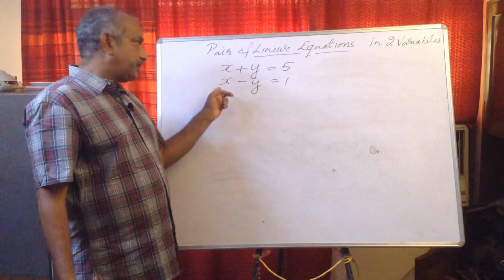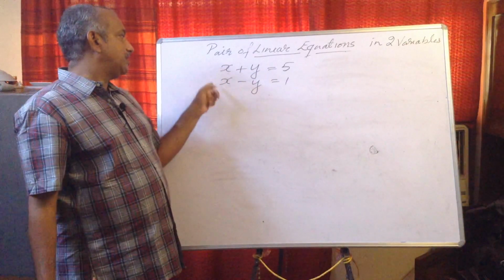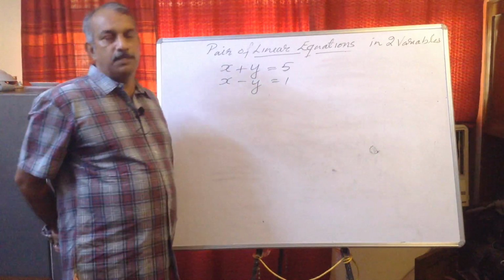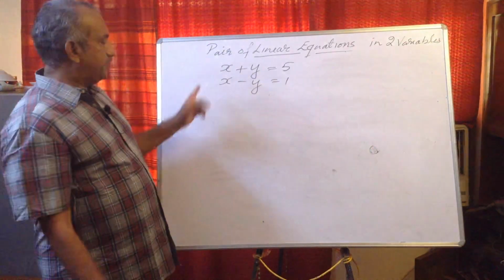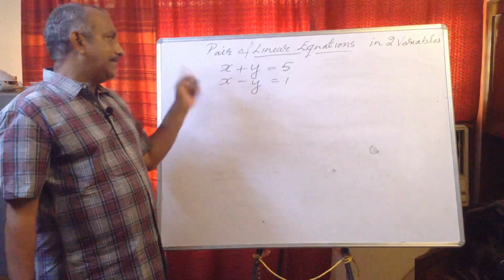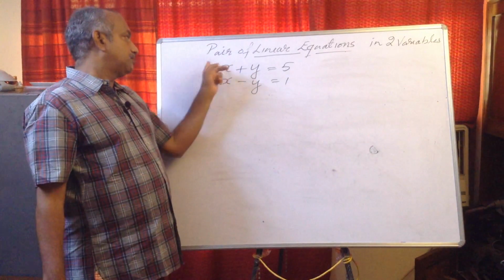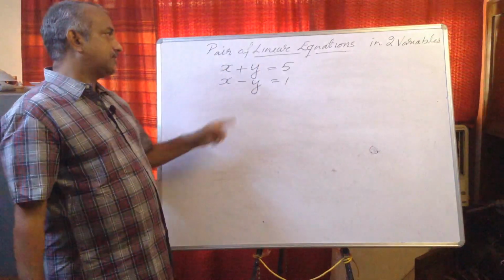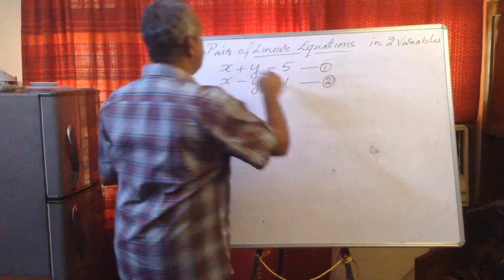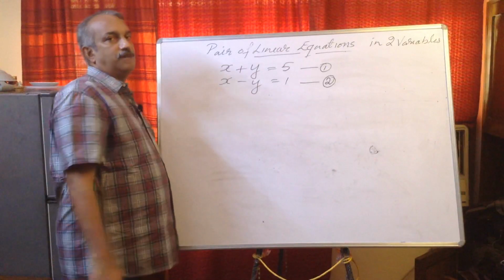Now here the x coefficients are already the same, so you don't need to multiply. Otherwise, suppose here it is 2 and here it is 3, you have to make the coefficient of x both 6, because LCM of 2 and 3 is 6. So this is a simple question, so coefficients are given directly. Here it is 1, here also it is 1. So if we subtract equation number 2 from equation number 1, x will get cancelled and you will get 2y is equal to 6 and you will get the value for y.